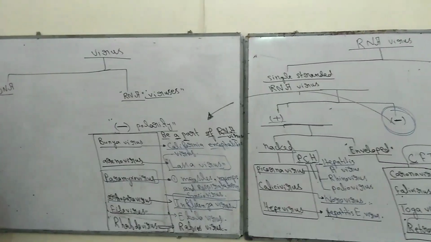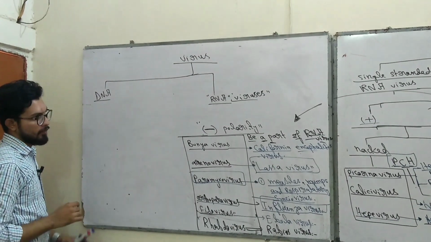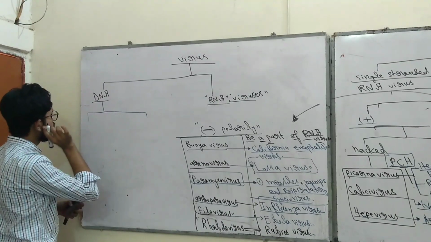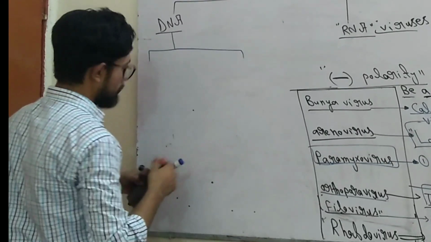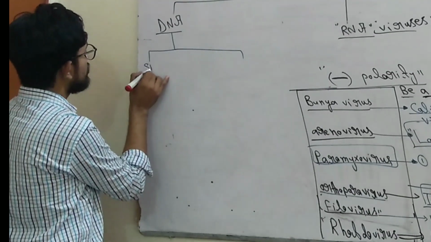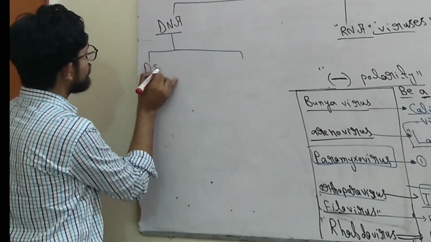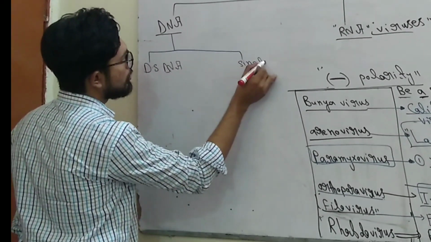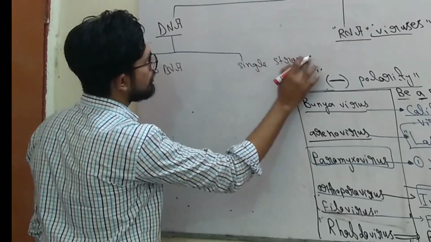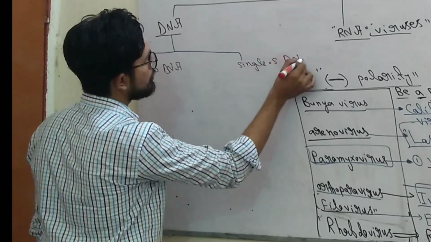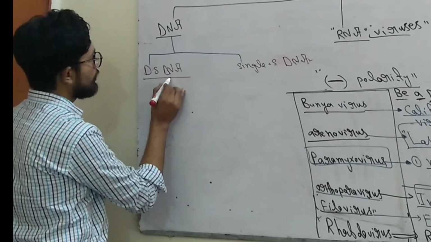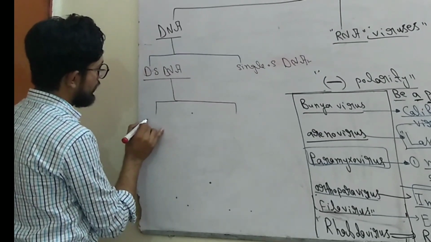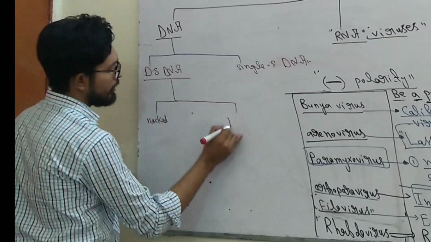So now time comes to understand the DNA virus classification. First of all, DNA viruses are classified into two groups. Either it is double-stranded DNA, or it is single-stranded DNA. So double-stranded DNA viruses are further divided into two groups, yes, on the basis of naked or enveloped.